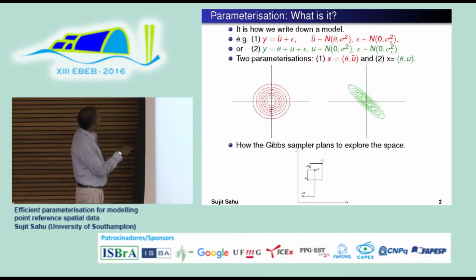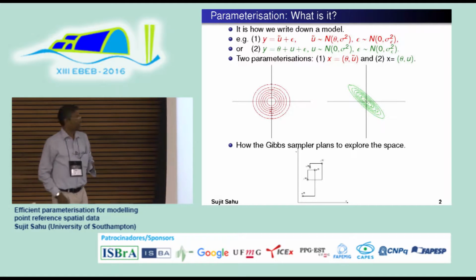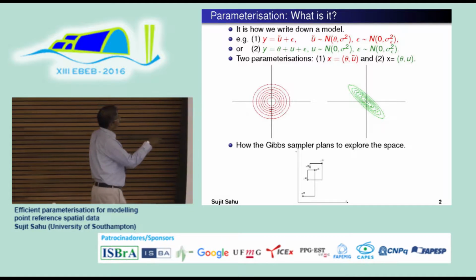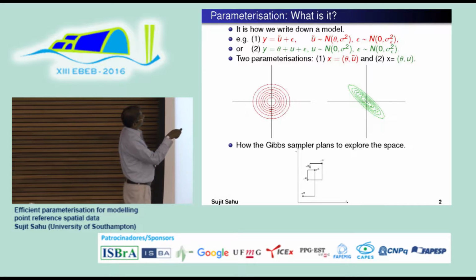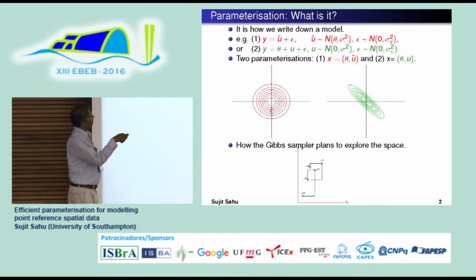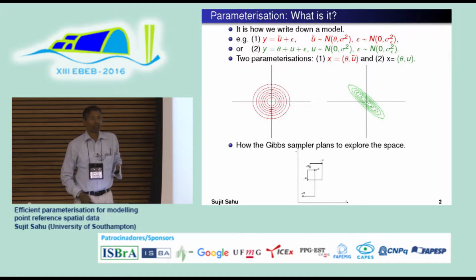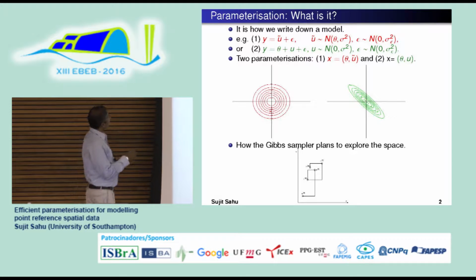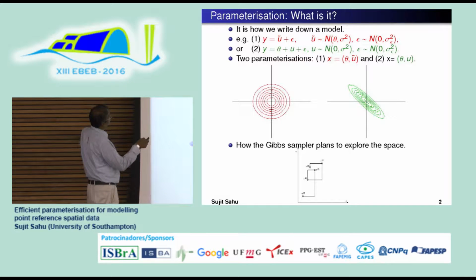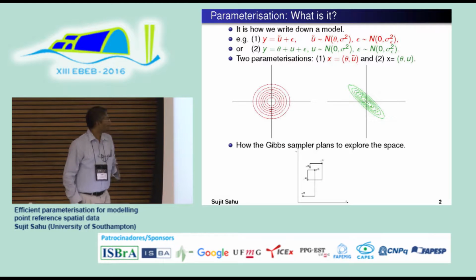So I put up this slide. It is basically how we write down a model. For example, we could write down observation Y as a random effect U tilde plus epsilon. U tilde has a random effect distribution, and epsilon has a random effect distribution. Alternatively, we could write it as Y equal to theta plus U plus epsilon, and the same distributions.